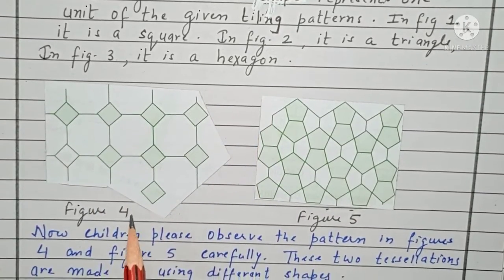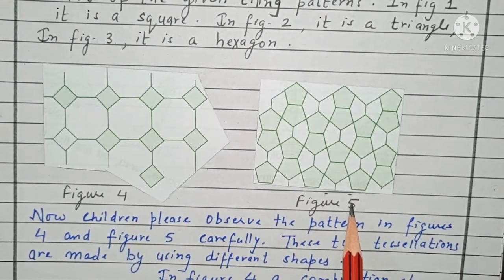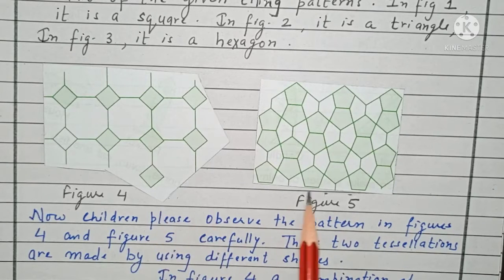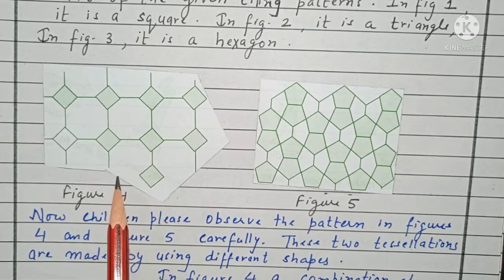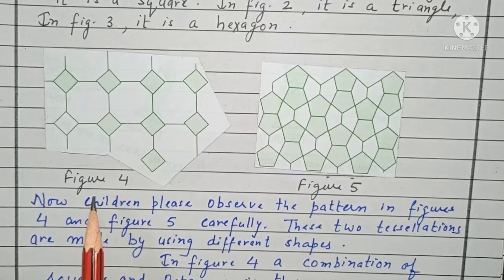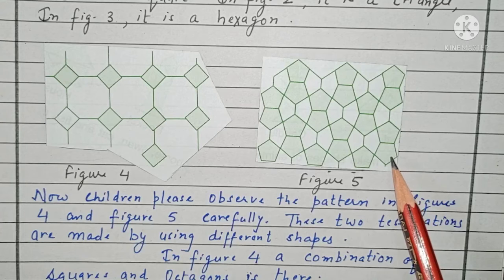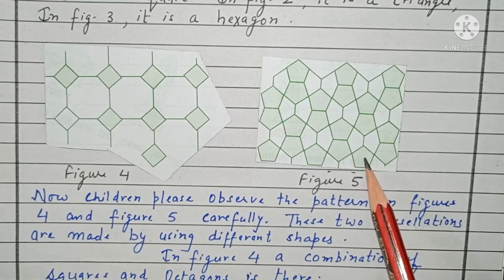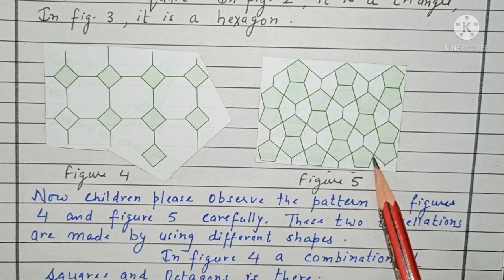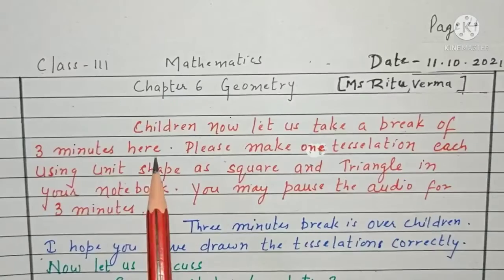Now children, please observe the tiling patterns given in figures 4 and 5. Now students, these two tessellations are made by using different shapes. As in figure 4, it is a combination of squares and octagons. And in figure 5, it is a combination of again different shapes, which are pentagons of different shapes. These are making beautiful tiling patterns.